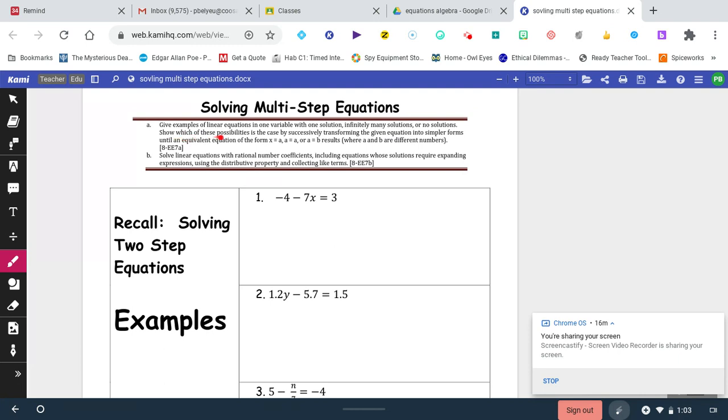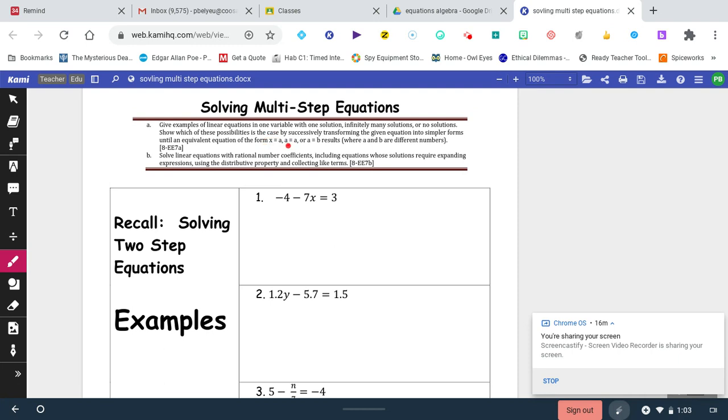So show which of these possibilities is the case by successively transforming the given equation to simpler forms until the equation is equivalent to one of these forms. I know you don't know what this means. I'll talk about it later. x equal to a basically is just one solution. I might as well go and talk about it. Where you have one solution.